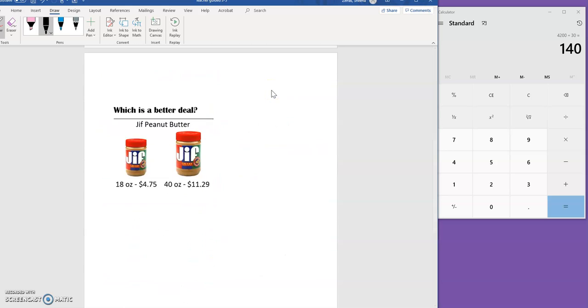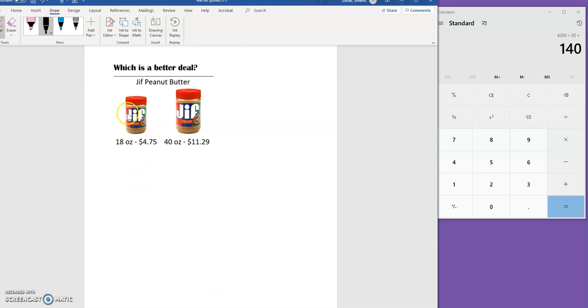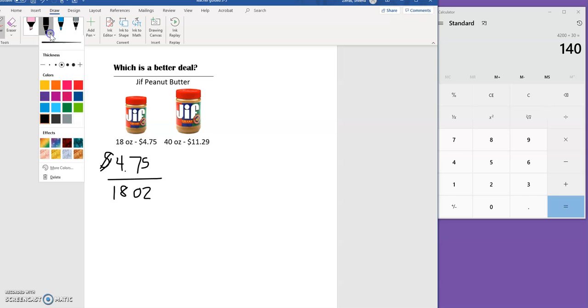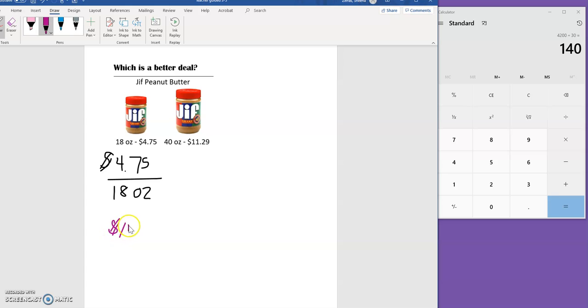Another common use of finding a unit rate is comparing the prices. Okay, so if we want to go shopping and decide which price is better, we find the unit rate. Okay, when we're finding the unit price, dealing with money, I'm going to put the dollar amount on top. So $4.75, and that gives me 18 ounces. And then for the second jar, again, dollars on top, $11.29, and that would be buying 40 ounces.